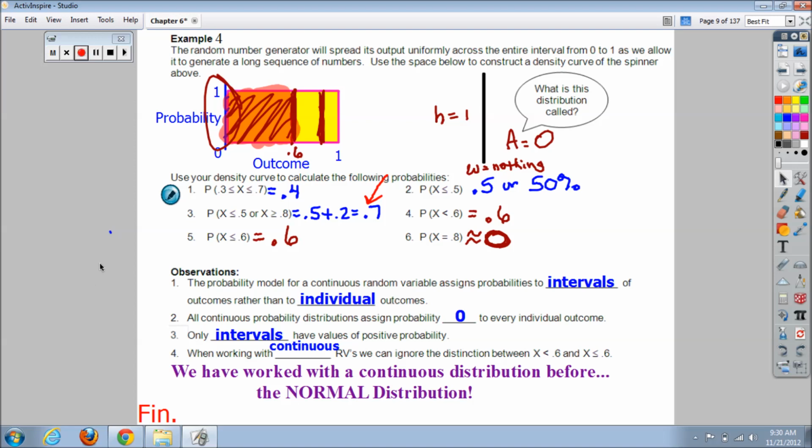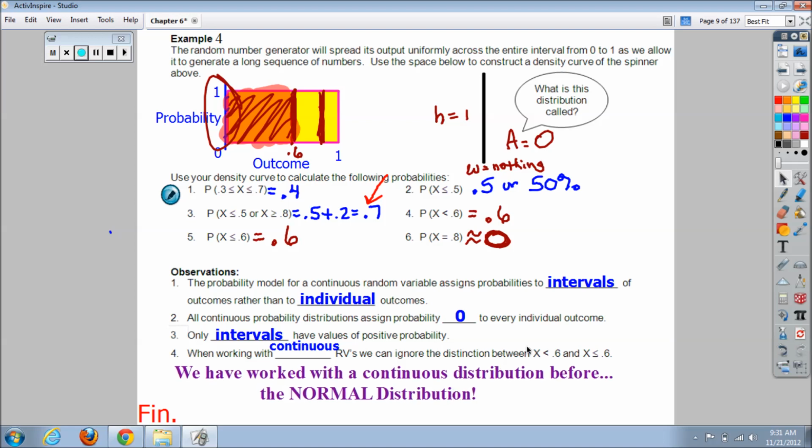So some last observations here. The probability model for a continuous random variable assigns probabilities to intervals of outcomes rather than to individual outcomes. Because we just mentioned, as in part 2, all continuous probability distributions assign probability 0 to individual outcomes, like we saw here in number 6. Only intervals have values of positive probability, and when working with continuous random variables, we can ignore the distinction between less than and less than or equal to, because again, the or equal to is really nothing in the end.